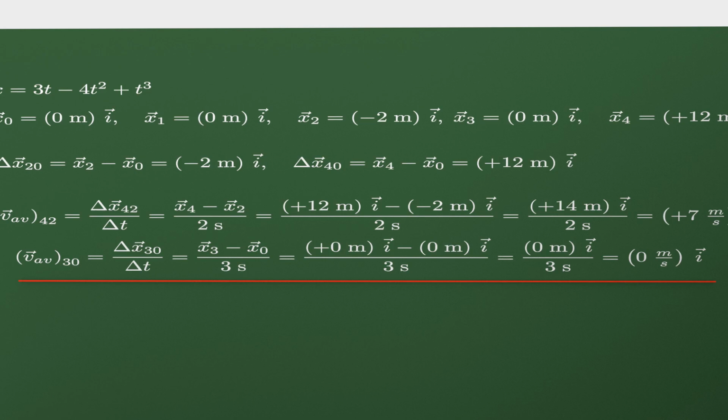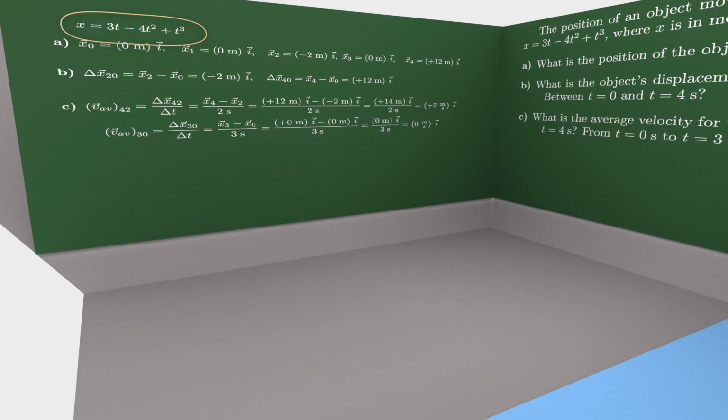And of course, average velocity between the third and 0 time position is 0, because displacement between those two positions is 0. So we have done everything that was asked of us in this problem. But I'm asking again, do we know the way the object was moving between 0 time position and position 4?